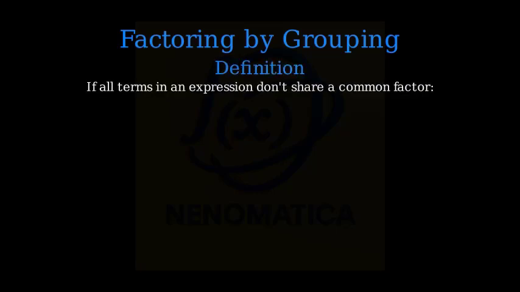Let's start with the definition. Factoring by grouping is a technique we use when all the terms in an expression don't share a common factor. First, we group the terms in the expression. Then, within each group, we factor out the common factor so that a common factor appears in the next stage. Now, let's work through an example.